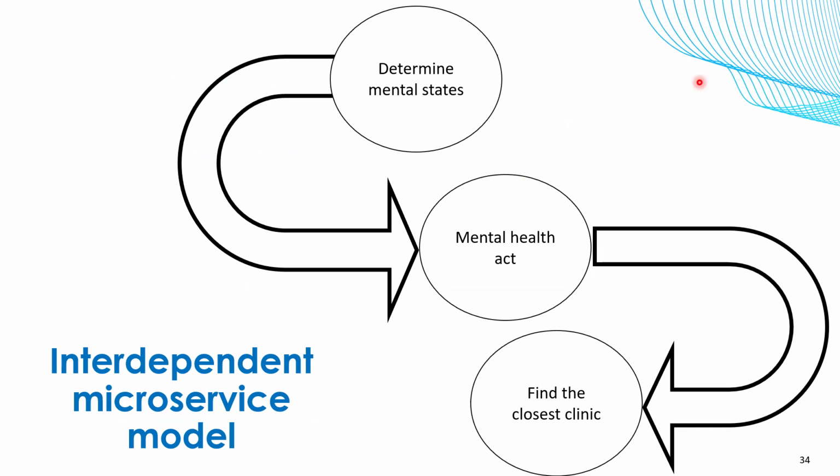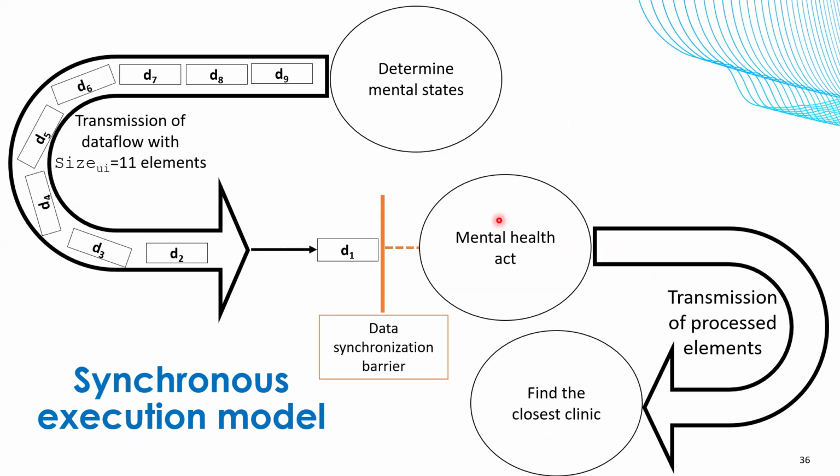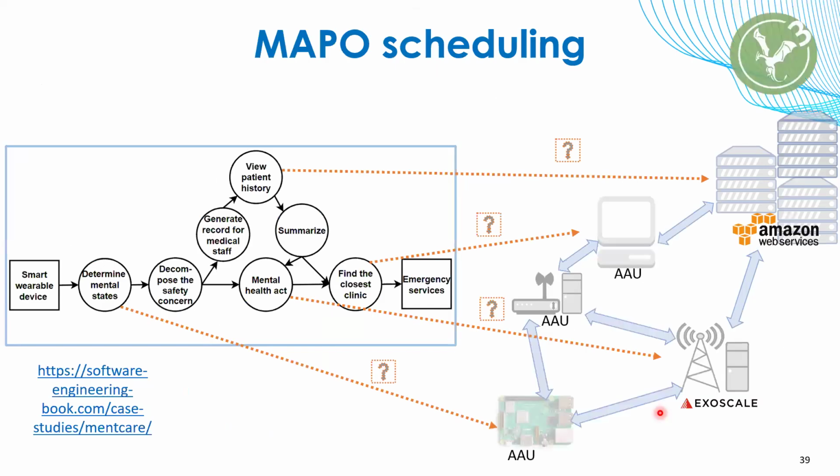Talking about the microservices, let's assume that there are three different ones, as shown in this slide. They are interdependent to one another, and they are going to send some data in between each other. So, for example, the upstream microservice, Determine Mental Health State, sends multiple data elements, but how are they being communicated? In this case, Mental Health Act blocks all the data elements of the data flow until all of them are received one by one. So here we applied something like a data synchronization barrier. And the same happens here in between the Mental Health Act and Find the Closest Clinic.